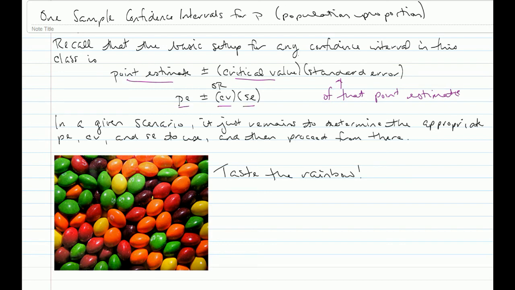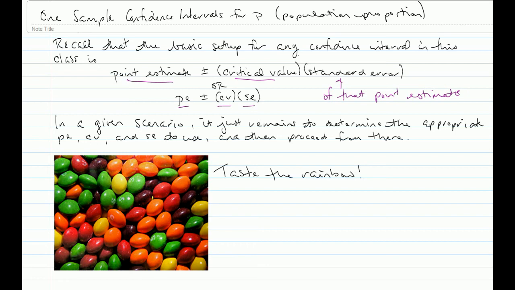So if you just remember PE for point estimate, CV for critical value, and SE for standard error, you'll be good to go. And you'll just know the basic form for any confidence interval that we'll be building. So in a given scenario, it just remains to determine the appropriate PE, CV, and SE to use, and then we can proceed from there.